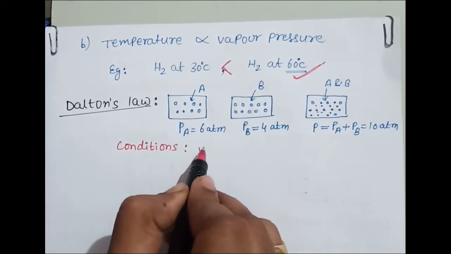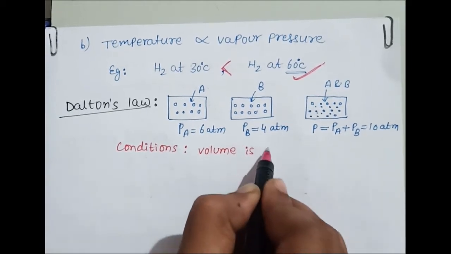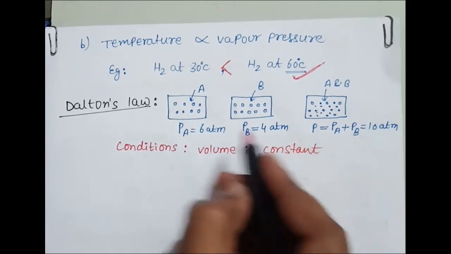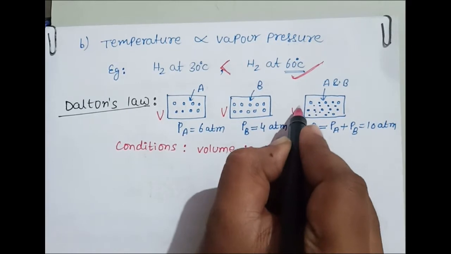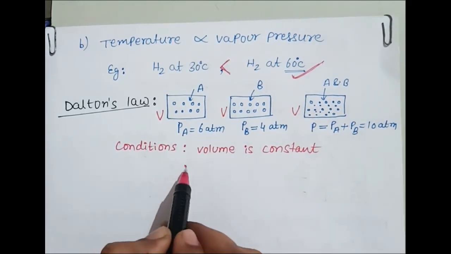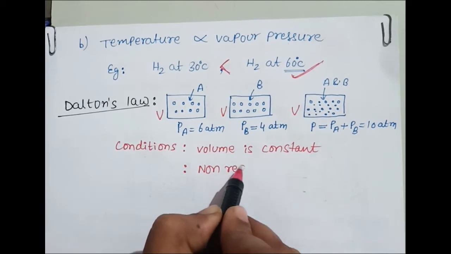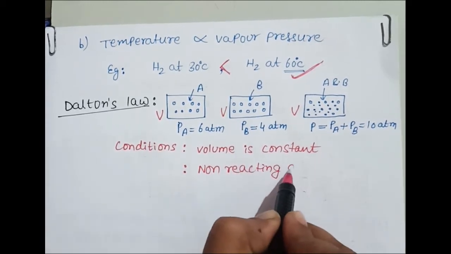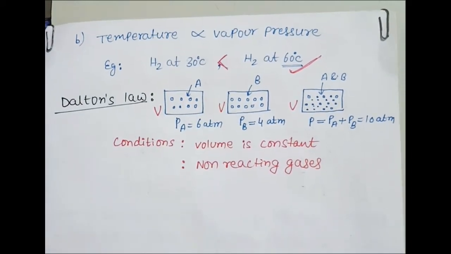Condition number 1 is that volume is constant. Here the vessel is of volume V, this is also volume V, and this is also volume V. And condition number 2 is that the gases should be non-reacting. If the gases are reacting, then the rule is not followed.